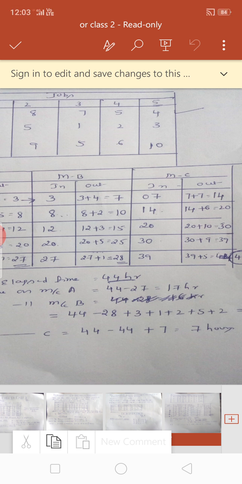Now, the last job that is going to be received, after completion of 39 hours only on that machine C, then it is going to receive your third job.